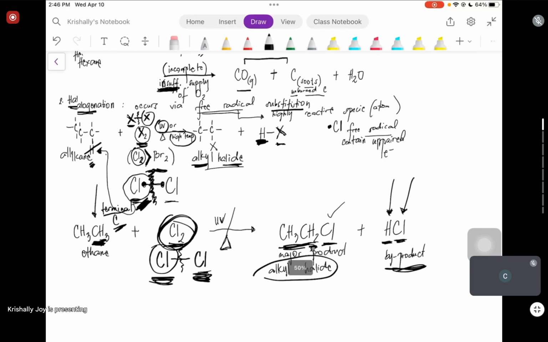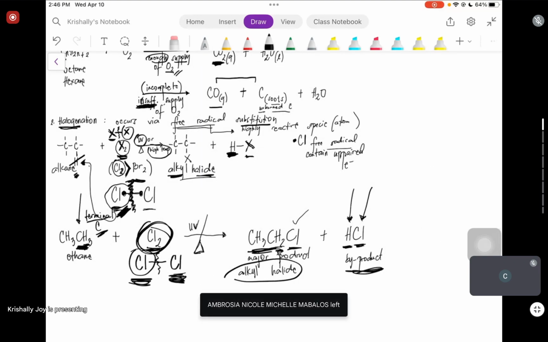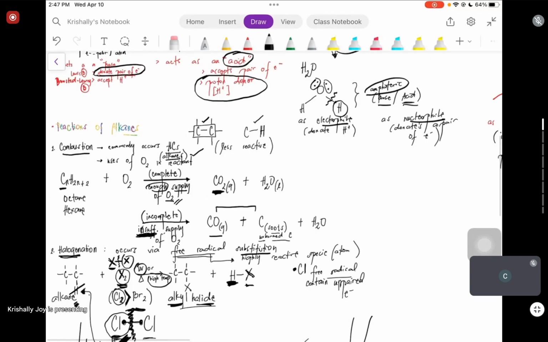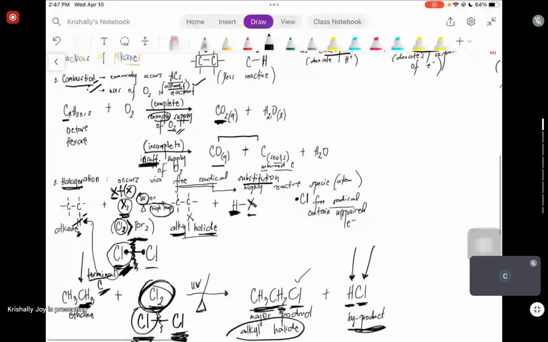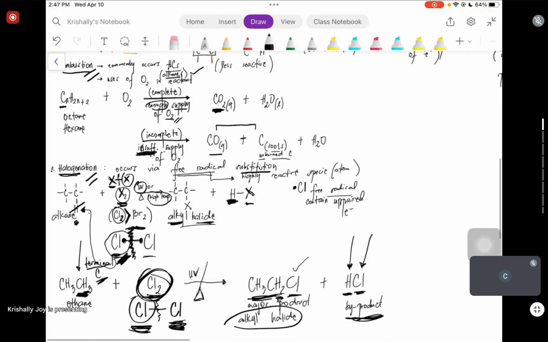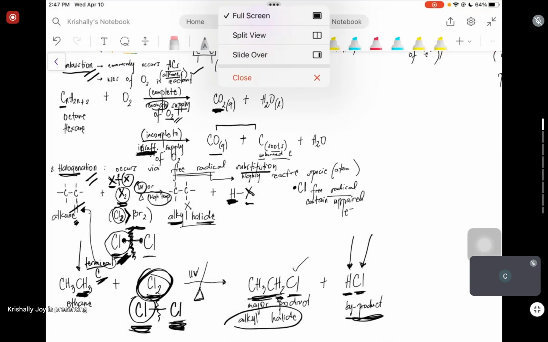Okay? Sige. So that's all for the reactions of alkanes: combustion, and the other one, halogenation. Sige, let's have reactions of alkenes.